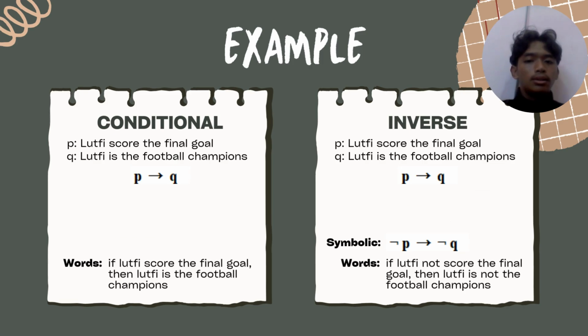As I already told you, for inverse we put negation on both sides and we will get negation P implication negation Q. So why do we use negation P and negation Q? Well, it is because it was the conditional. Then for the words we will get: if Luffy does not score the final goal, then Luffy is not the football champion.